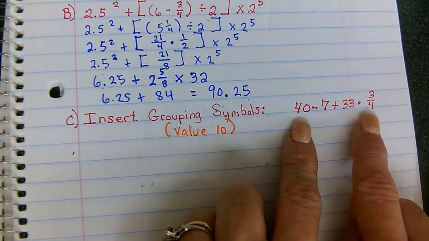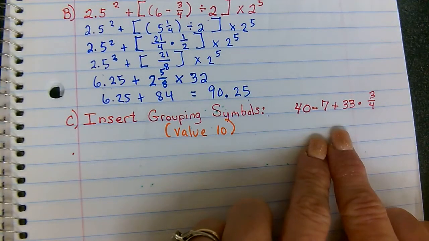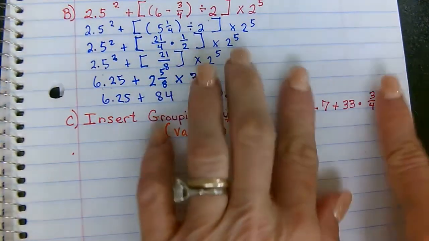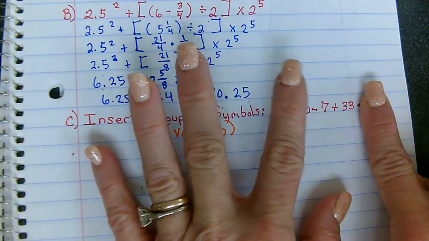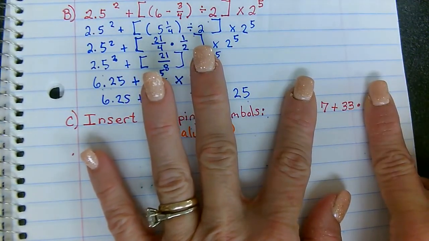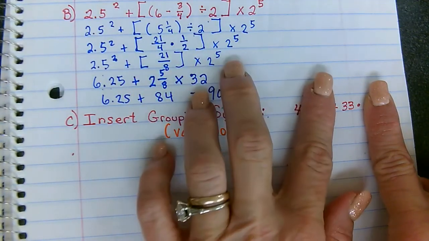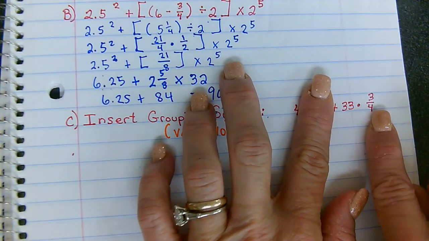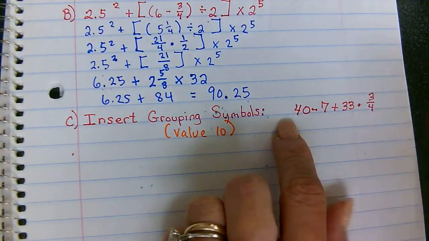33 times 3/4 is 24 3/4. If I add that together, I get 57 3/4, so that's not going to work. Well, let's try something else. If I do ignore this and put parentheses around here, and I do 7 plus 33, well, 7 plus 33 is 40. And then I do 40 times 3/4. That's 30. 40 minus 30, that is 10.